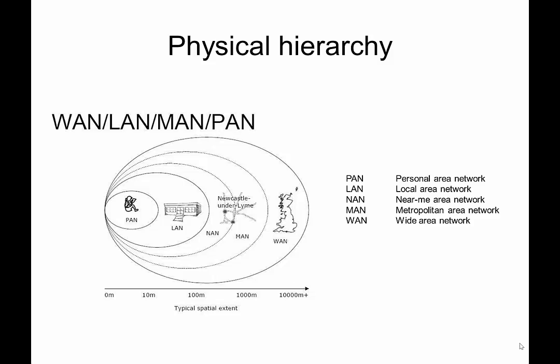So, for example, Kingston University is basically a local area network. It's a whole variety of groups, and that may enclose areas that are personal, so to speak, within that wider area network. And then as we go out to larger scale areas, people talk about things like near-me areas, metropolitan area networks, wide area networks, covering larger and larger geographical spaces.